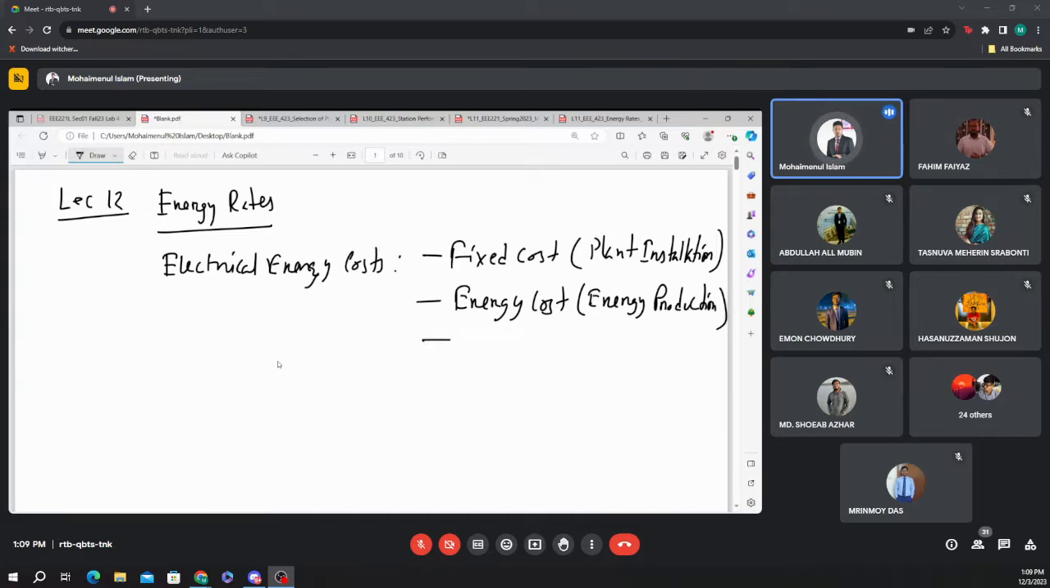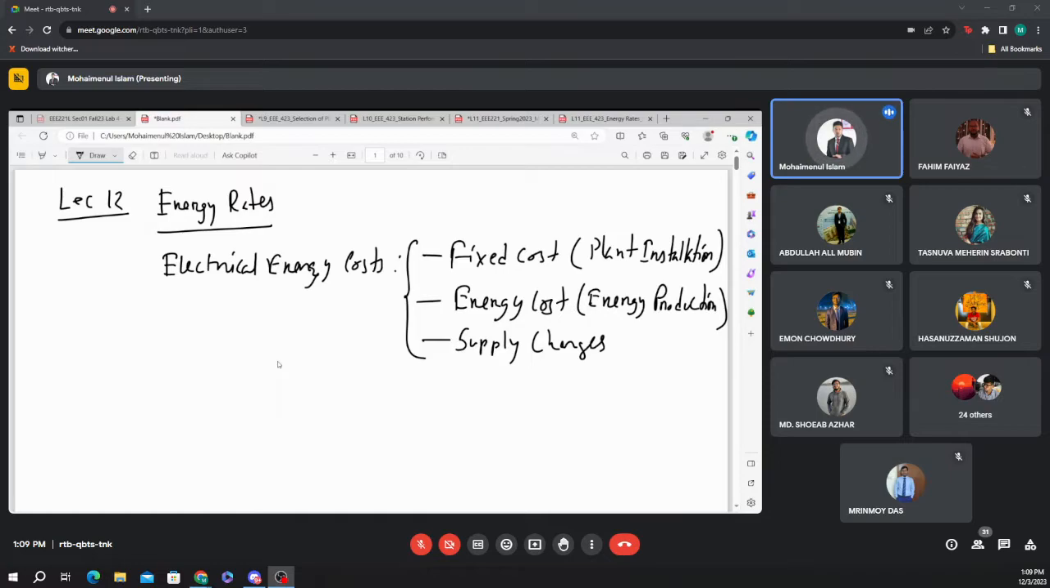Another type of cost is charges, right? If you want to supply that power, you need to fix a charge, because you need to maintain your grid, maintain your substation, maintain your plant, and the service provider has so many employees, so those should have some supply charges, right? So these are the main things you need to consider.